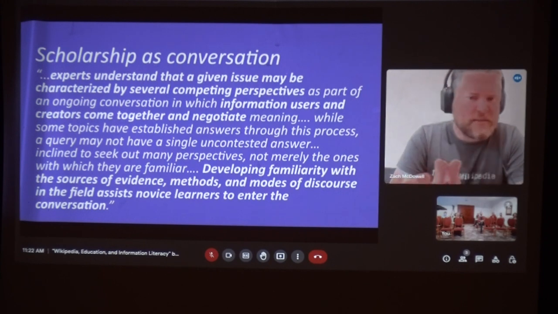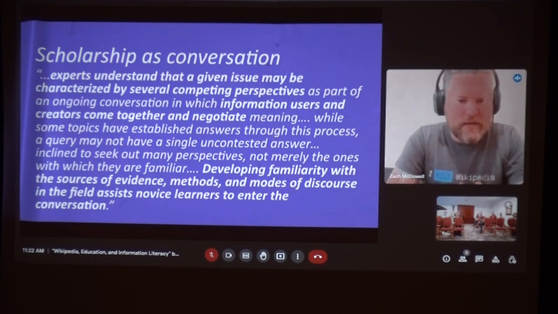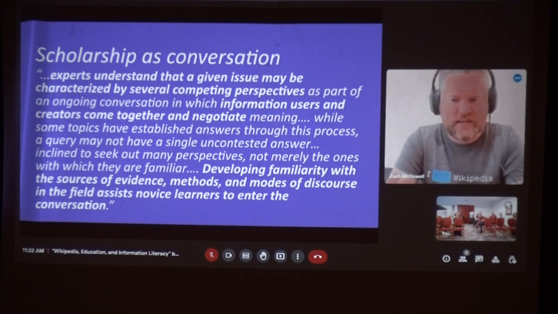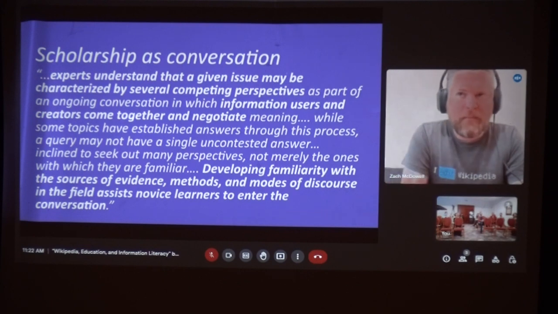Scholarship, the last two here, I don't need a bunch of quotes because I think they make a lot of sense just in context for you. Scholarship has conversations: experts understand that a given issue may be characterized by several competing perspectives. Many students are taught a lot of argumentation, rather than representing and understanding competing perspectives, which is how information is presented under NPOV.